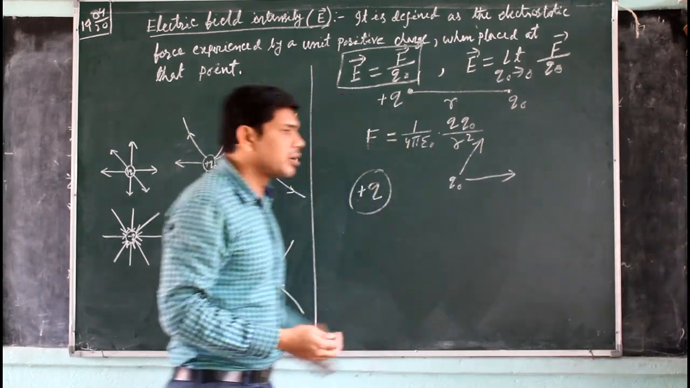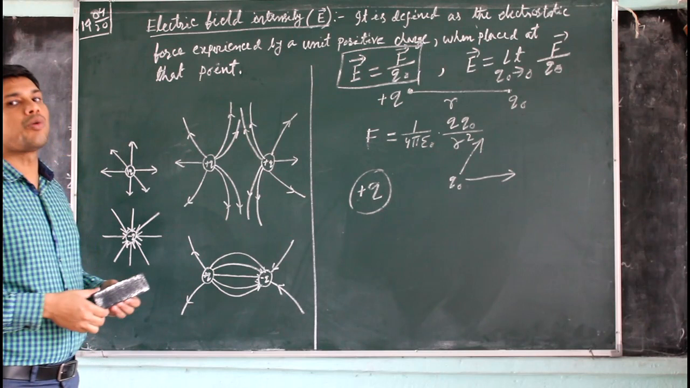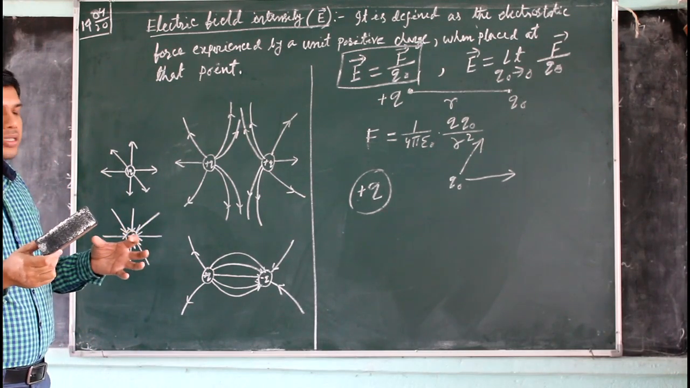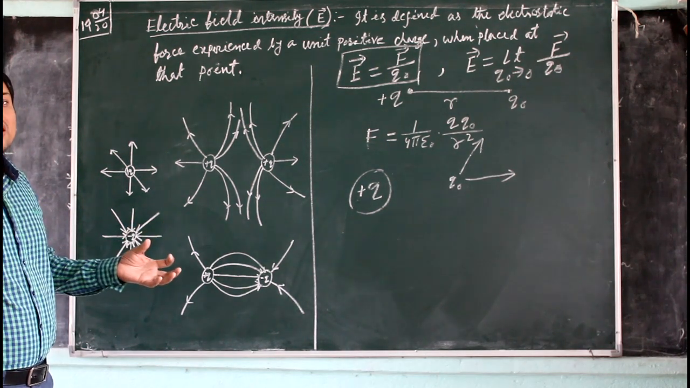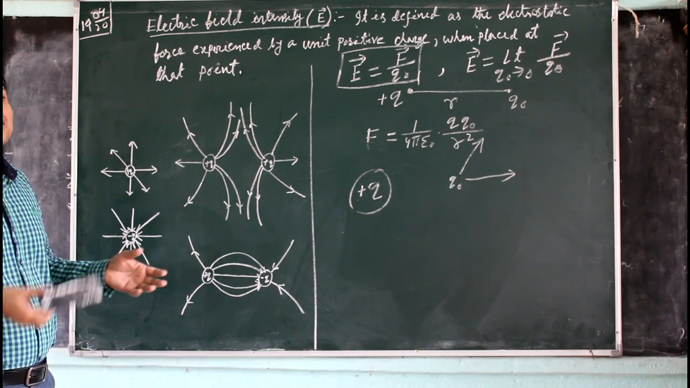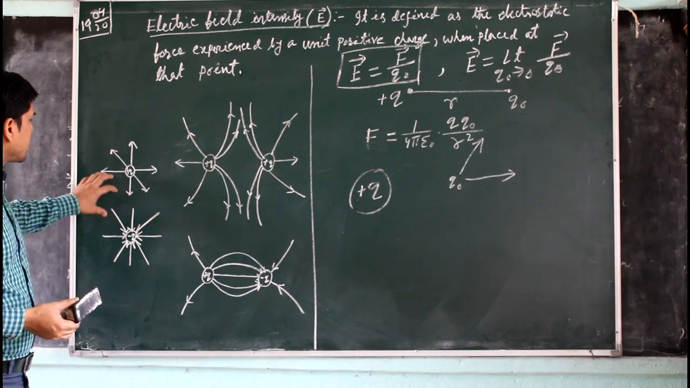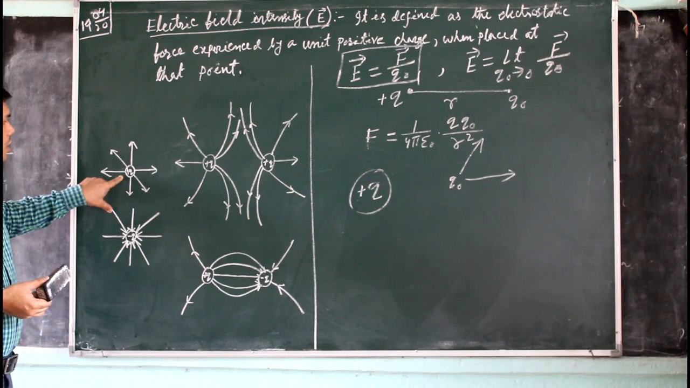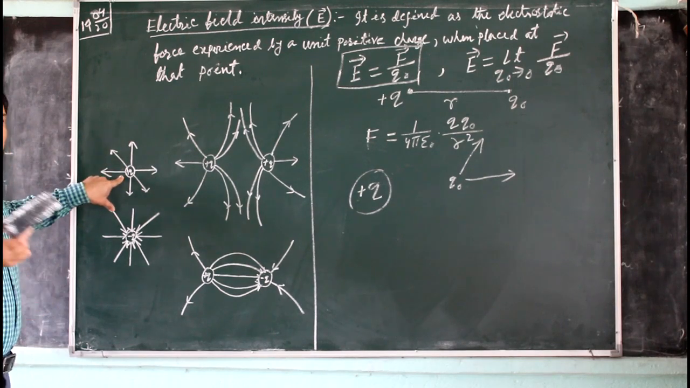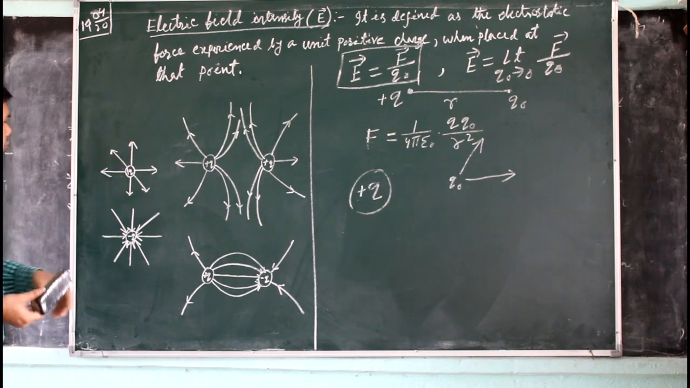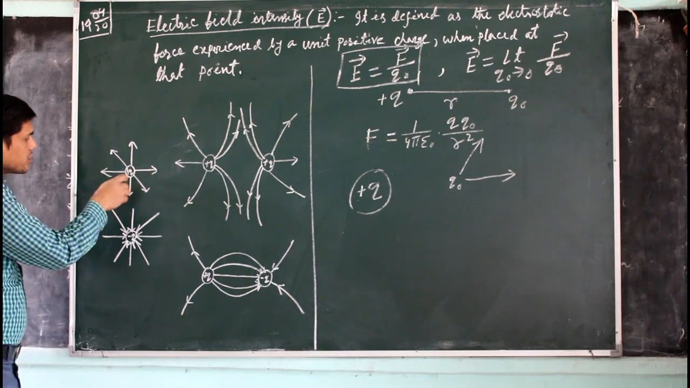So we have drawn some electric field lines due to an isolated positive charge and an isolated negative charge. When two positive charges are close to each other, when two negative charges, or one positive and one negative charge are close to each other, what is the configuration of the electric field lines? This is the electric field line due to a positively charged body. Here you have to remember that electric field lines start from a positive charge and terminate at a negative charge.